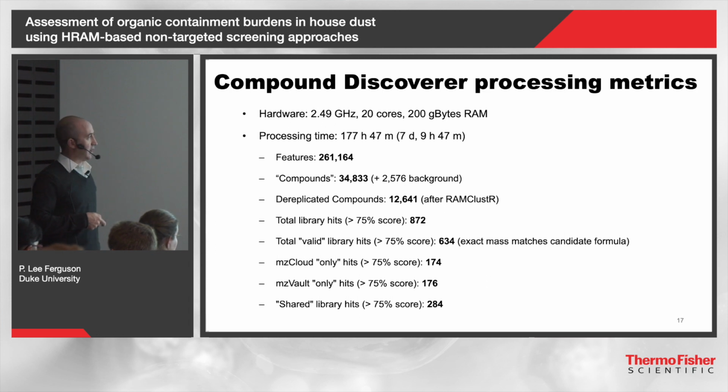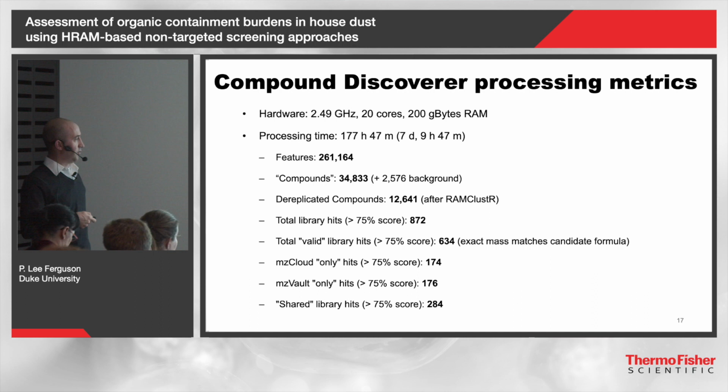And then we start to look at the library hits. Our total library hits here was 872. But what's interesting is that we also have a validator step in our CD consolidator script that goes through and makes sure that the exact mass matches your candidate formula with the known adducts that were specified, or it looks for things like water losses or ammonia losses and tries to rationalize that. But 634 of that 872 were what we call valid. So they actually matched what we expect for the precursor.